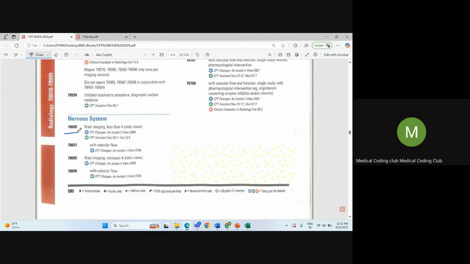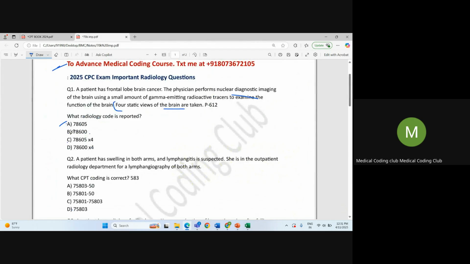78600: brain imaging less than 4 static views. 78601: brain imaging less than 4 static views with vascular flow. So you can easily eliminate 78600, that is option B, and option D. These two are incorrect because these codes are for less than 4 static views, but in our question they performed 4 static views. So now you have to check between option A and C.